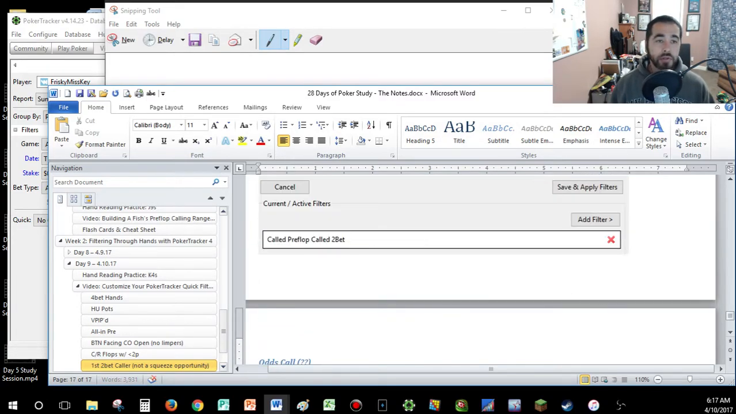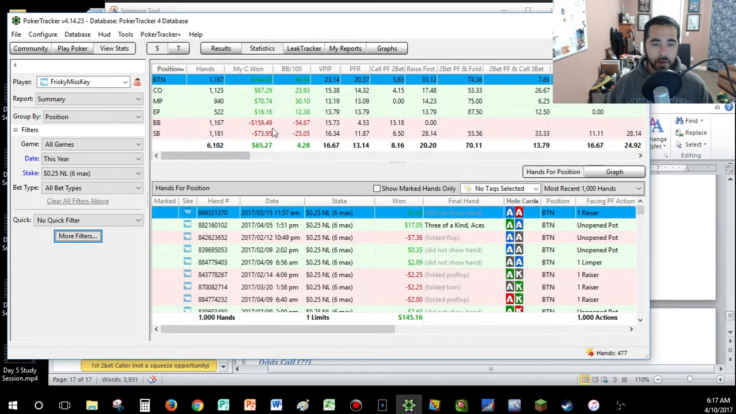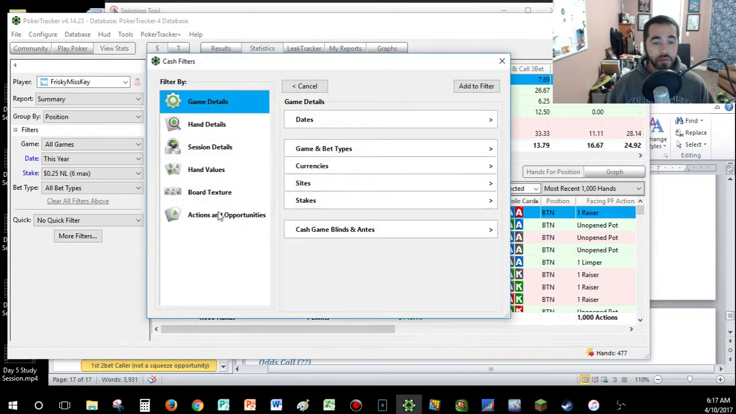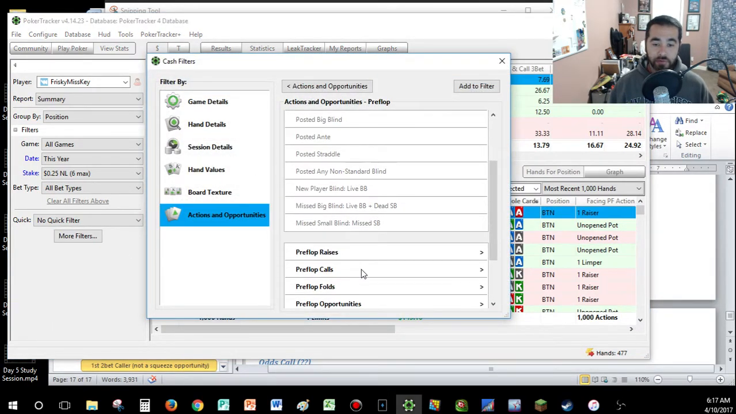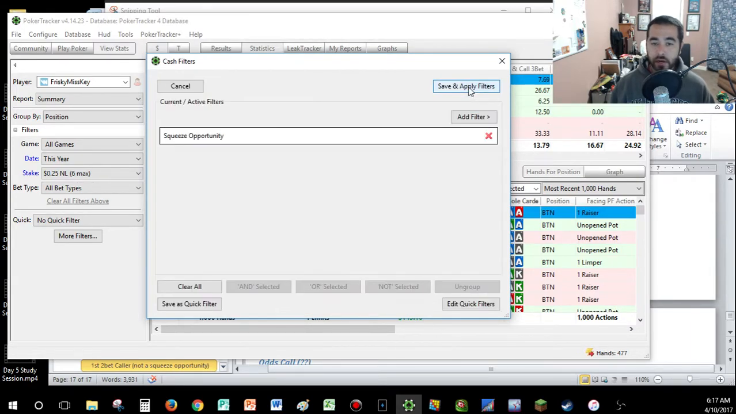Calling the 2-bet. You can also look at instances, because you want to separate these out. You don't want your filter to come back with way too many hands like this. You want to filter it down a little bit. So we can look for instances, preflop opportunities. We can look for squeeze opportunities right here.